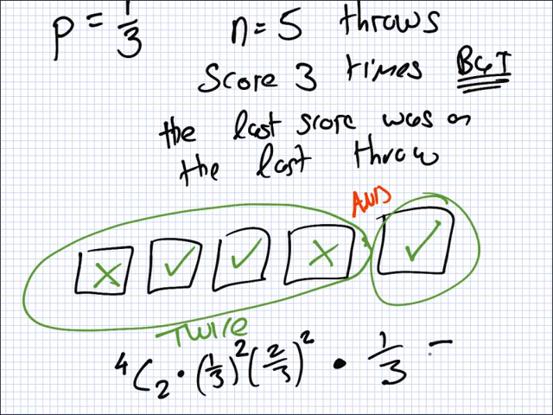So, what do we get here? 0.066, is it? Wait, something's wrong. Is it 0.099? Yeah, 0.099.